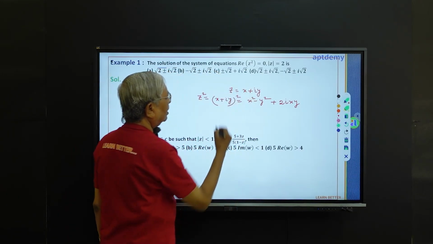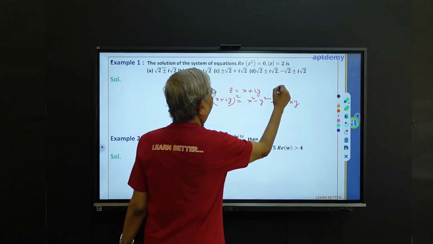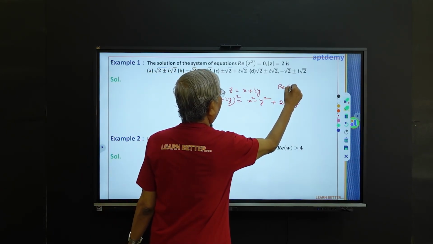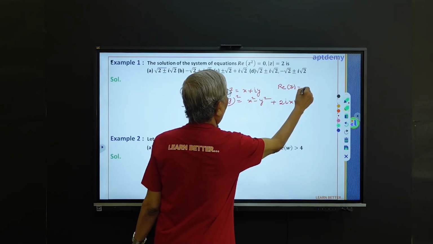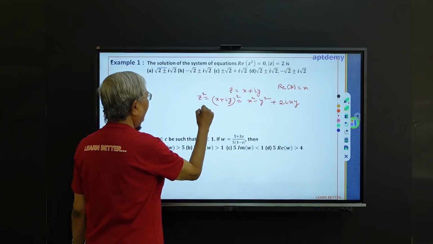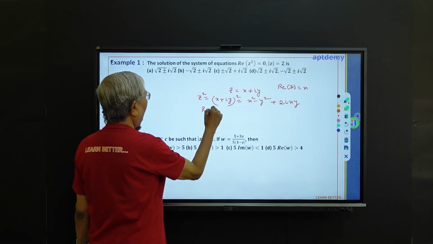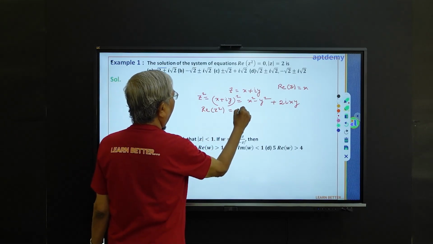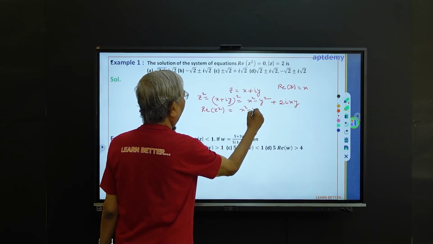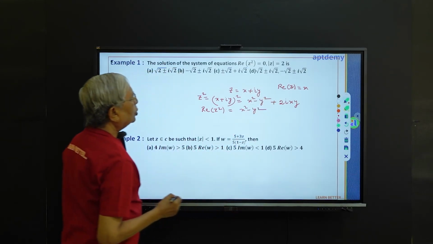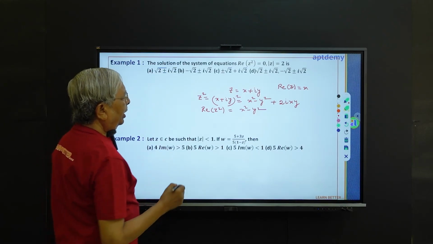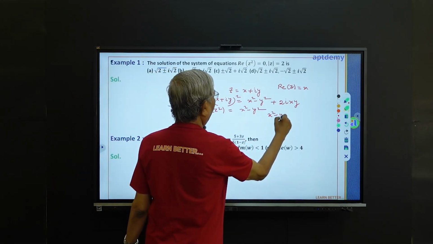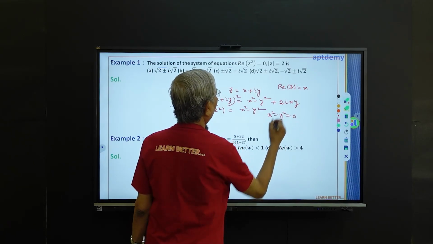So what is the real part? In the case of the complex number z equal to x plus iy, what is our real z? So real z is equal to x. So what is our real z square? The real part of z square is x square minus y square. So the first equation will be x square minus y square equals 0.